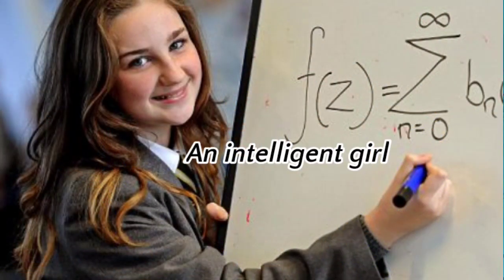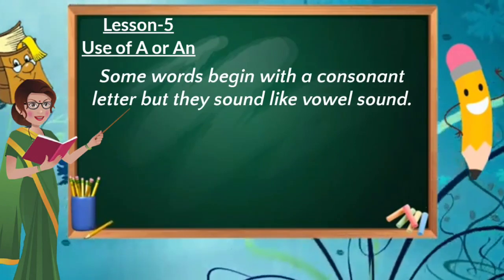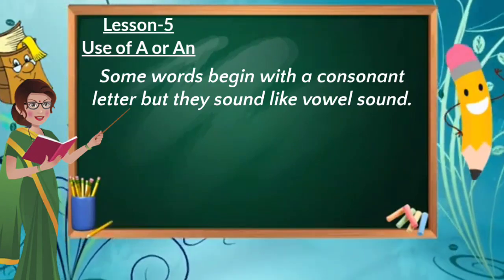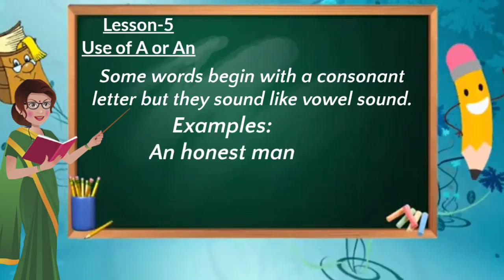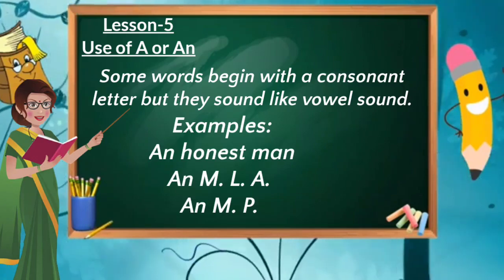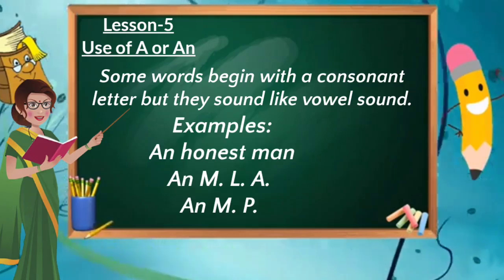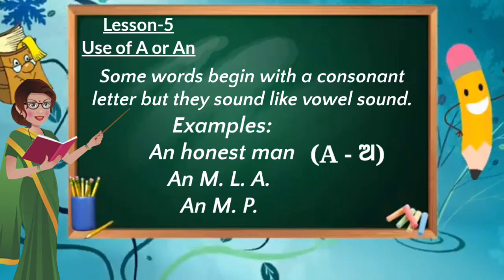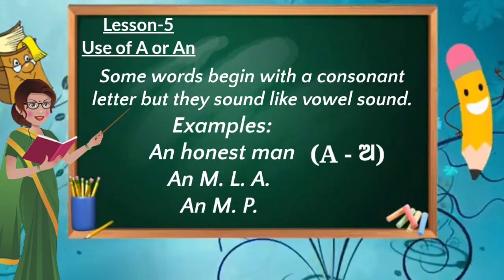Here we are going to discuss a very important thing, children, that some words begin with a consonant letter but they sound like a vowel sound. Let's take some examples: an honest man, an MLA, an MP. The word honest begins with a consonant letter H but sounds like A, which is a vowel sound, so here we use AN before honest man.